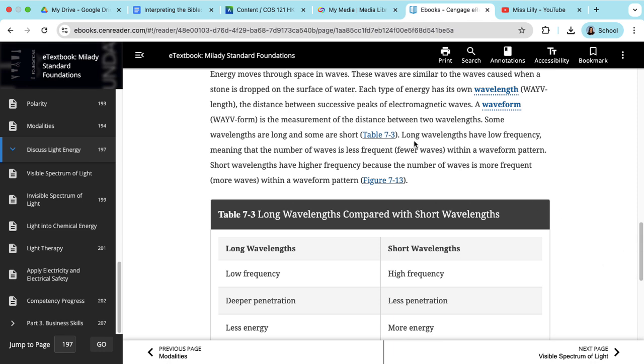Long wavelengths have low frequency, meaning that the number of waves is less frequent within the waveform pattern. Short wavelengths have higher frequency because the number of waves is more frequent within waveform patterns.